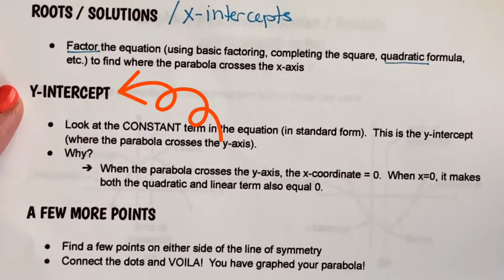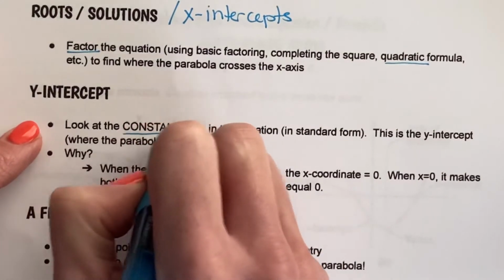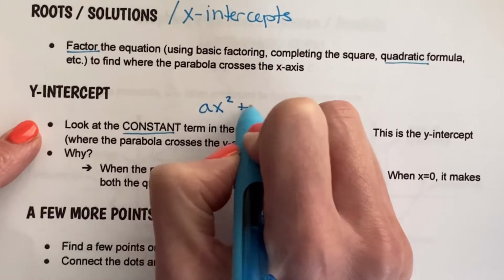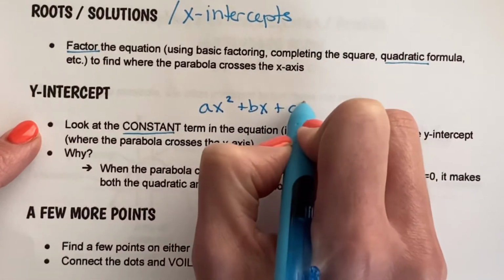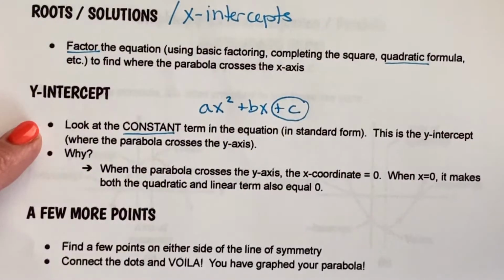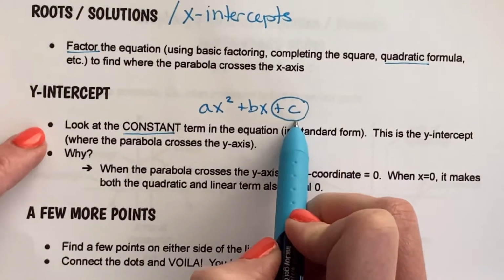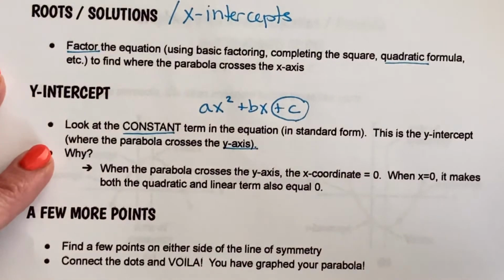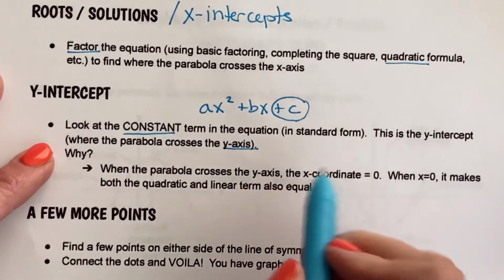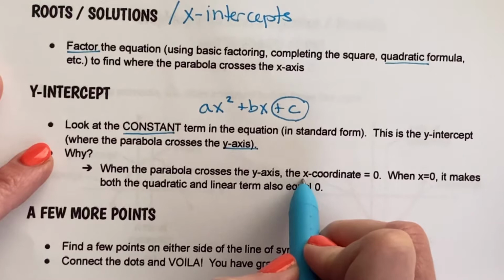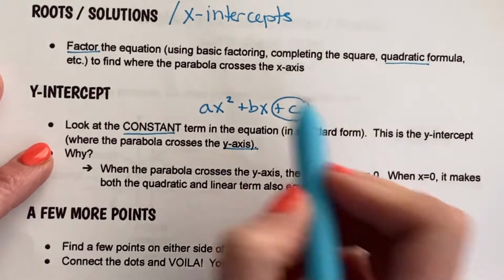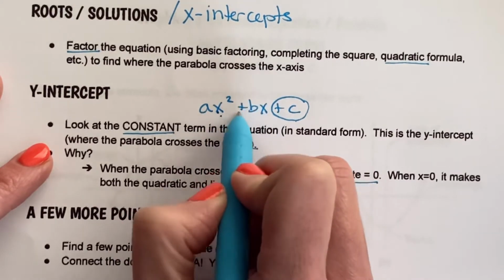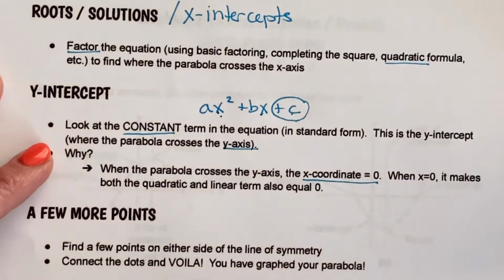For the y-intercept, look at the constant term in your standard form, ax squared plus bx plus c. C is your constant term. This is your y-intercept, where your parabola crosses the y-axis. Why does that happen? When it crosses the y-axis, your x-coordinate is 0. And when you have 0 here, that makes this term 0, and this term 0, which means this is your only term that has a value.